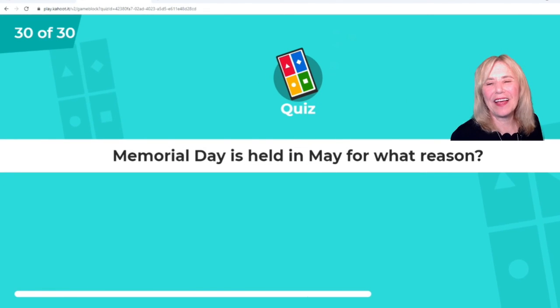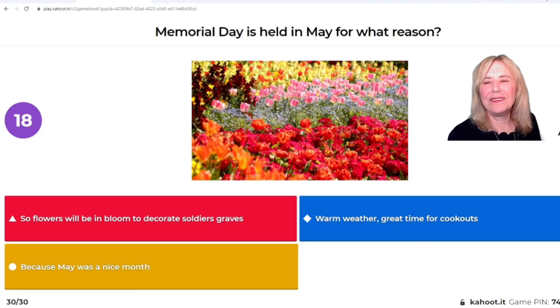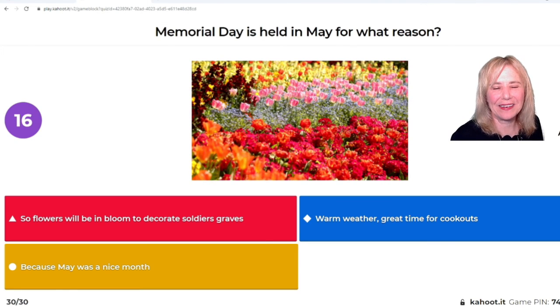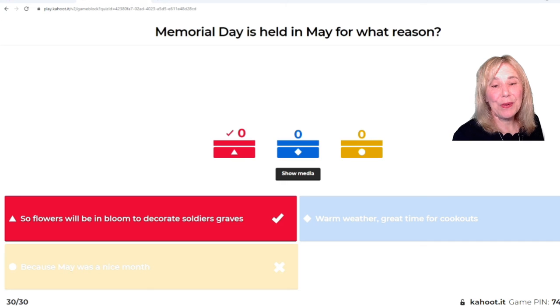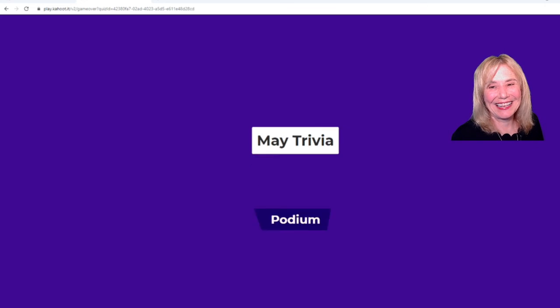Question 30, last question of the day. Memorial Day is held in May for what reason? Is it so flowers will bloom to decorate soldiers' graves? Warm weather, great time for cookouts? Or because May was a nice month? Let's see if you can guess that. If you guessed so flowers will be in bloom to decorate the soldiers' graves, you guessed the right answer.